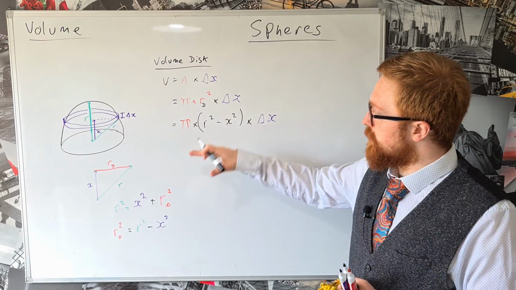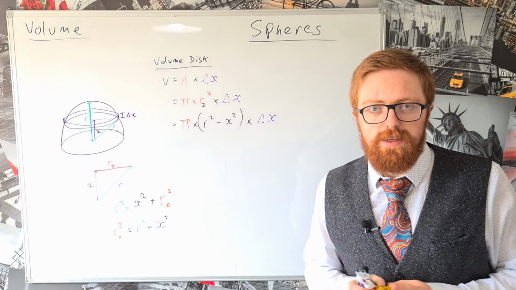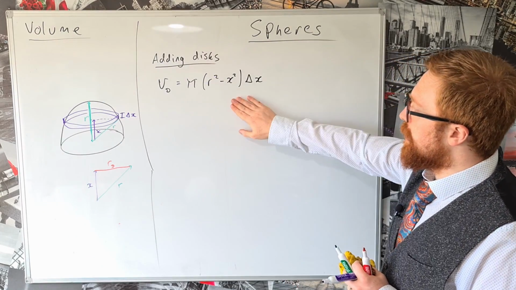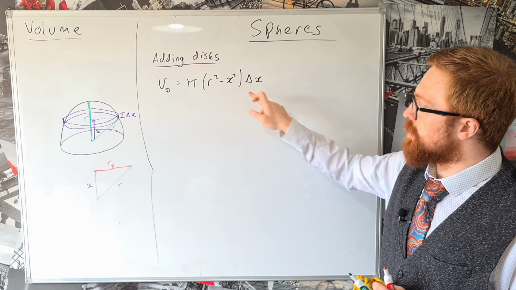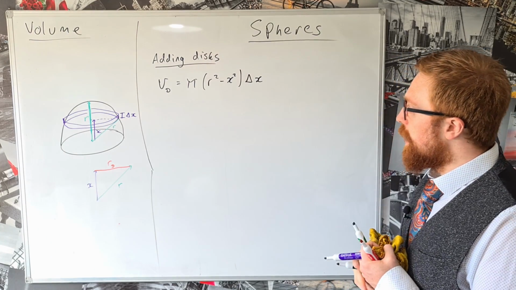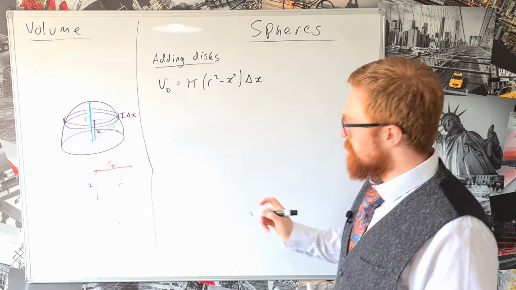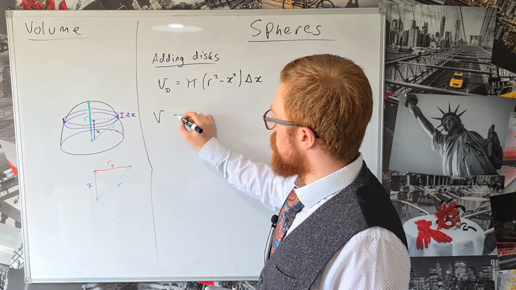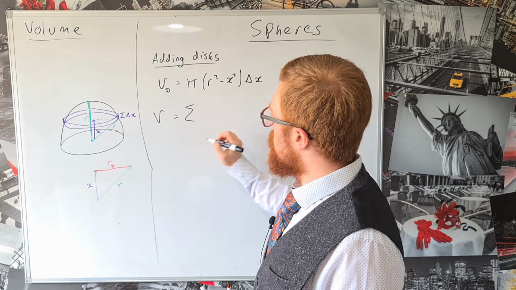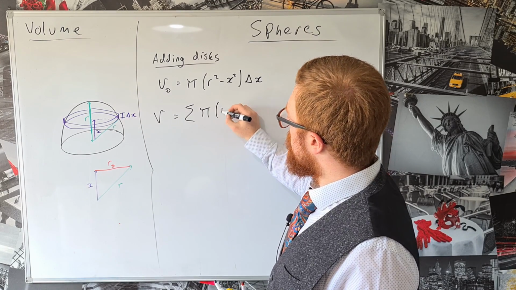And so on to our next step, which is adding up the volumes of each of these discs. Okay, so we've just figured out that the volume of one of the discs is pi times by r squared minus x squared times by delta x, and now we need to add all of those up. So again, what we get is the volume of the sphere, I'll just call that V, is equal to the sum of all of these discs.